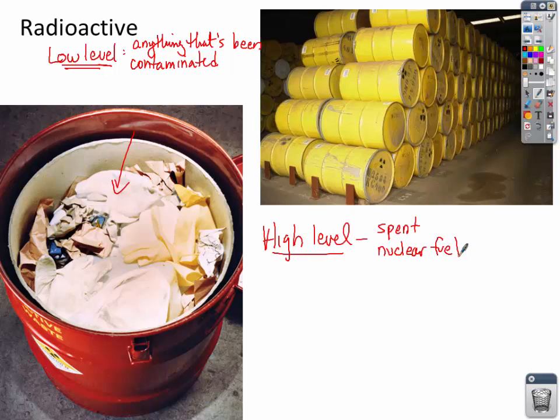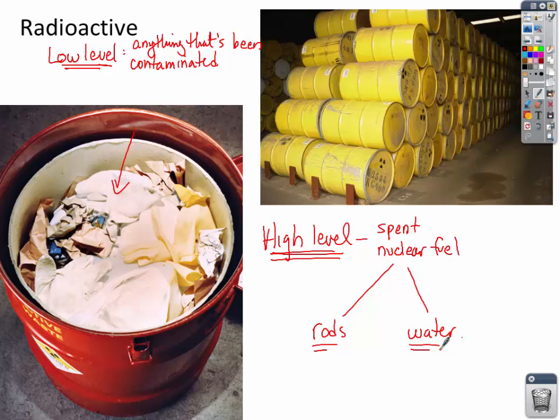Alright, in the generation of nuclear energy, you have spent fuel rods, and you also have a lot of water. So we consider that high-level radioactive waste, these spent fuel rods and the water. There's a lot of it being generated in our nuclear power plants across the country. When it comes to high-level radioactive waste, there's really not much you can do with it. The only way it can become decontaminated is through decay.